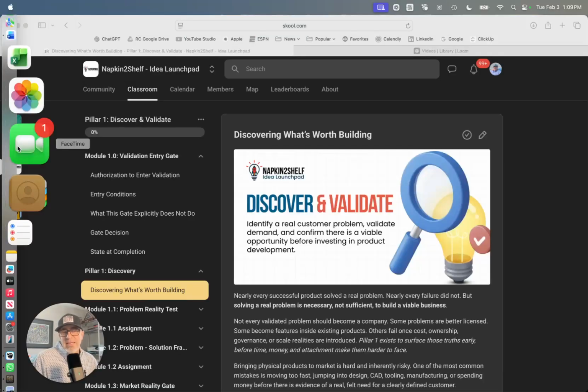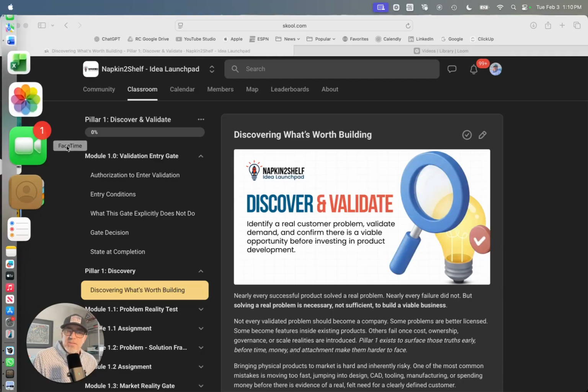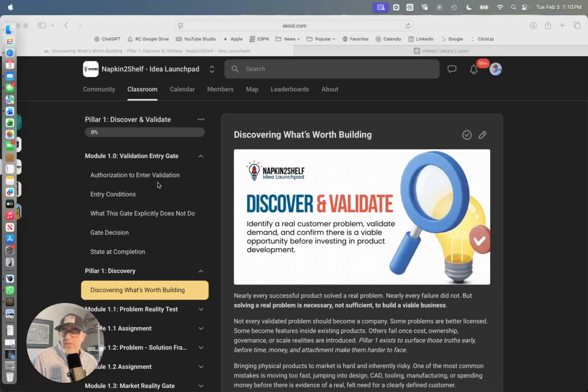A couple of ending points to note. You'll notice that Pillar 1 is structured as a sequence, not a buffet. Each step builds evidence and each step has a purpose. None of these are about proving your idea is great. They're about removing false confidence.